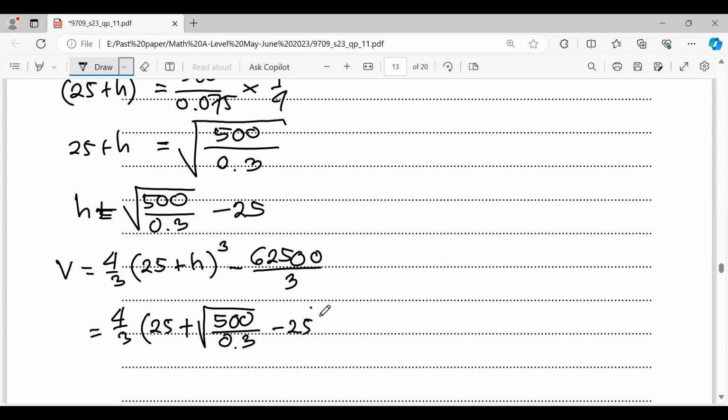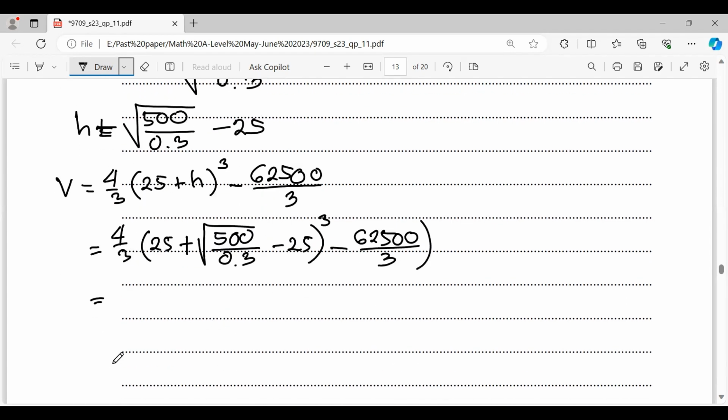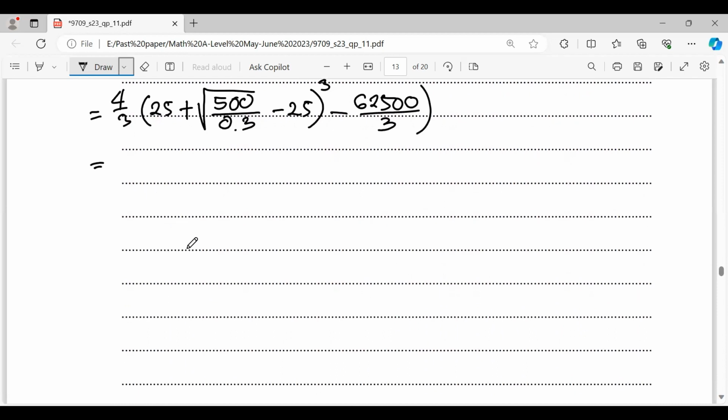Minus 25 cubed, minus 60,500 thirds. Okay. It's going to be 4/3, being zero, so times square root 500 over 0.3, minus 62,500 thirds. Right, I'm going to calculate first.